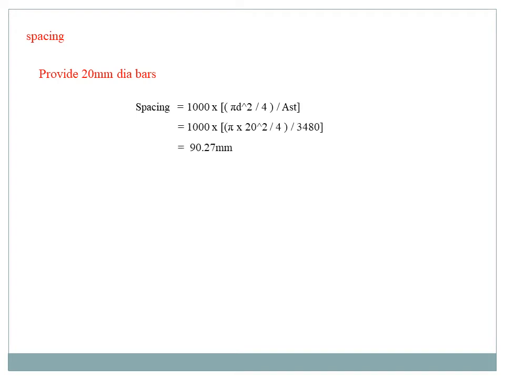Then we find the Ast, and then again we find the spacing for all the problems. So we need to provide 20 mm dia bars. For spacing, we know the formula: 1000 into pi d square by 4 divided by Ast. So d is equal to 20 mm, we can assume. Apply that, then Ast is equal to 3480. Apply that also, and the spacing is 90.27 mm. So provide 20 mm dia bars at 90 mm center to center distance.